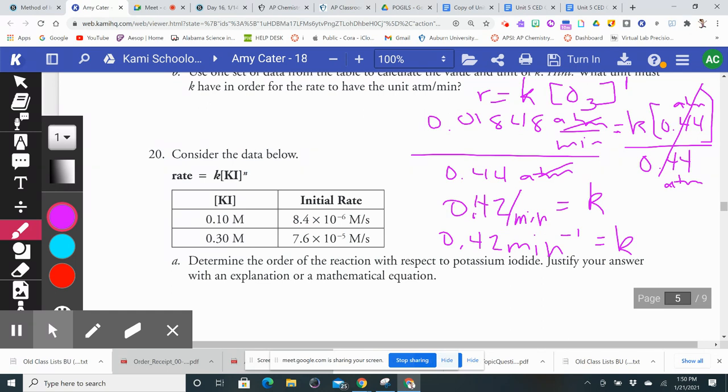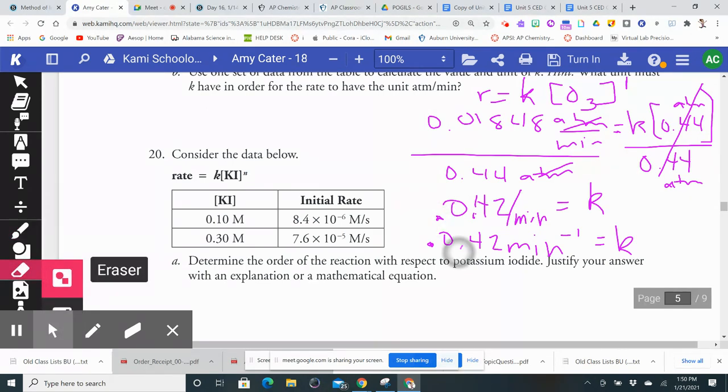Yes? So why is it 1.42? Unless I divided wrong, which is entirely possible. Not 1.0. Oh yeah, it is 0.042. I just put my decimal in the wrong place. Sorry about that.